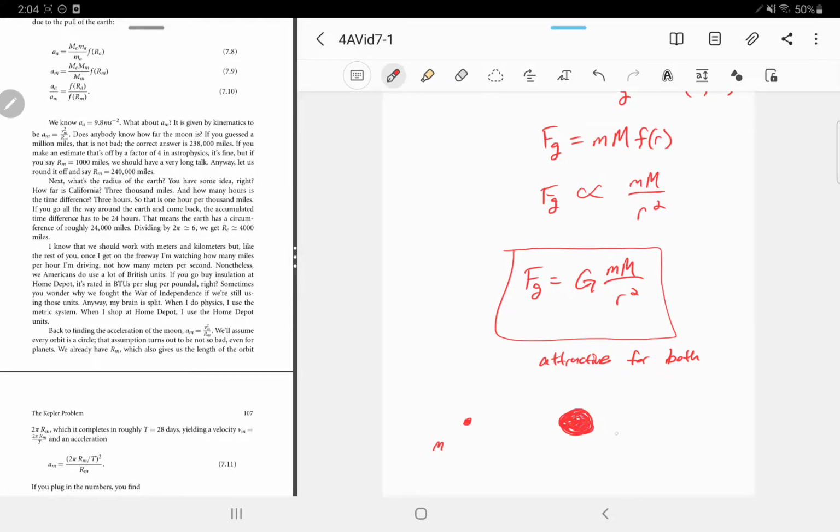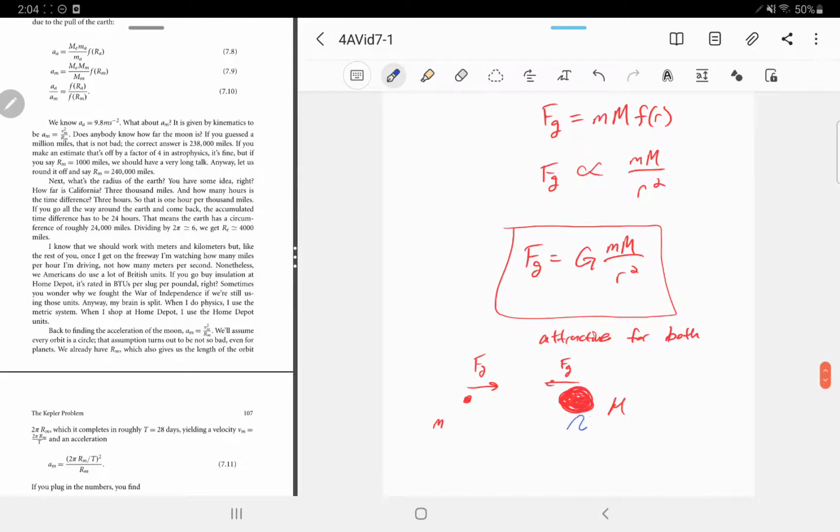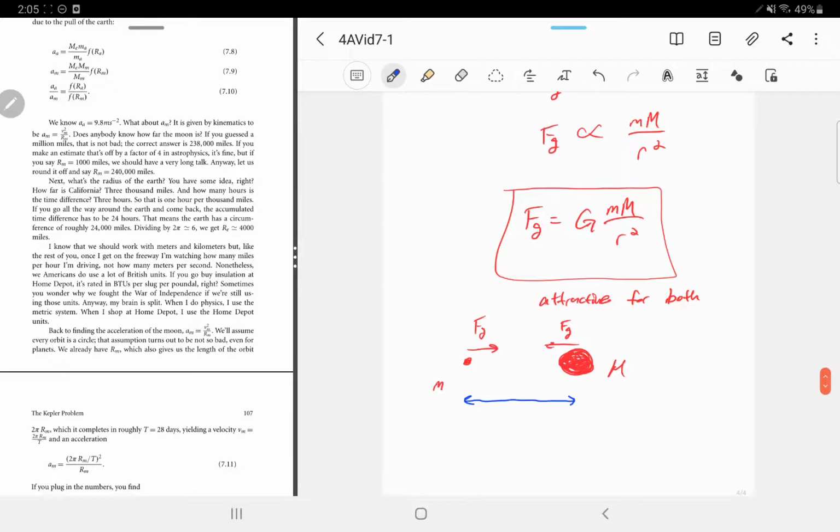So if I imagine lowercase m and capital M, maybe I'll draw it like this, there's a gravitational force, remember, equal and opposite from Newton's third law, towards each other. This is what I mean by an attractive force. So Fg and Fg. And this radius, this r, we didn't talk about the spatial extent of these things. It's the center-to-center separation between these two things. So for a spherically symmetric mass, this is the center-to-center distance, not from the surface of one to the surface of the other.